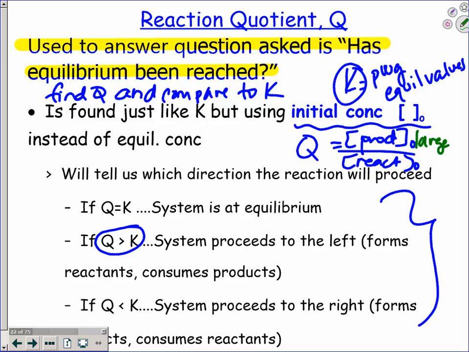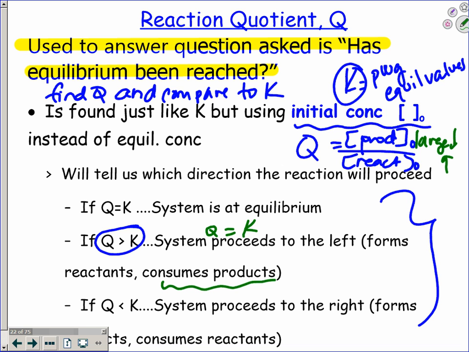So that's why we proceed from products, consuming them, towards reactants, creating them. And that's going to modify our Q to make the products go down and the reactants go up, to the point at which Q would equal K. And once we have Q equaling K, then the process stops and equilibrium will ensue.